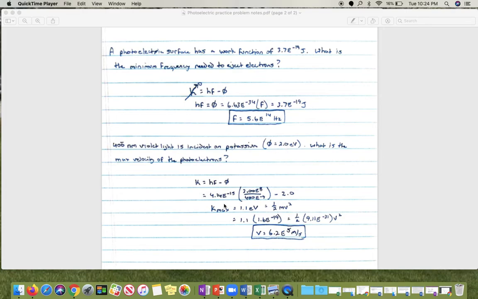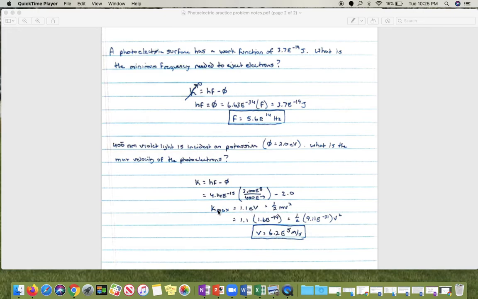Now, since this is in electron volts, notice that I used the 4.14 number. For 400 nanometers, you can convert it to the frequency if you want, or we know that the frequency equals c over the wavelength. So notice I took 3 × 10^8 divided by 400 nanometers, and then minus 2 electron volts, and that gives me 1.1 electron volts.